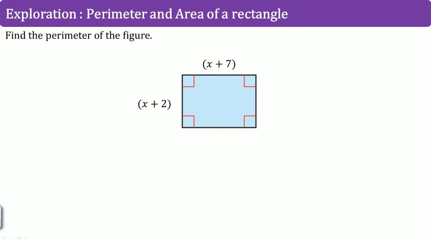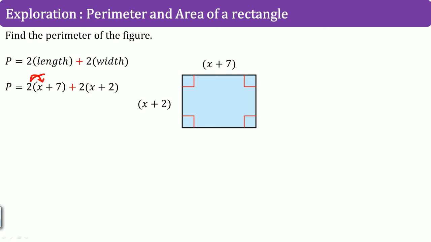The perimeter is still the same. It's the same formula, twice the length plus twice the width. The length here is going to be x plus 7, and the width here is going to be x plus 2. Doesn't matter if you've changed them. One of them is going to be length, the other one's going to be width. It doesn't matter which one you call which. So now we have to multiply. So 2 times x and 2 times 7. This gets you 2x plus 14. Then you have 2 times x, which is 2x. Then you have 2 times 2, which is 4.